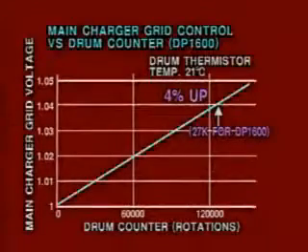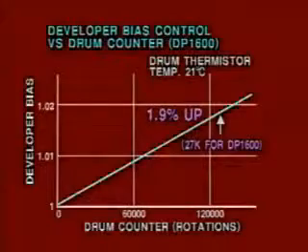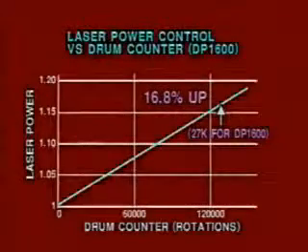For the DP1600, when the drum rotation counter reaches 121,000, which is equal to 27,000 copies in an environmental temperature of 21 degrees Celsius, the charger grid voltage is raised by about 4% from the initial. Along with this, the developer bias is raised by about 1.9%, and the laser power by about 16.8%.